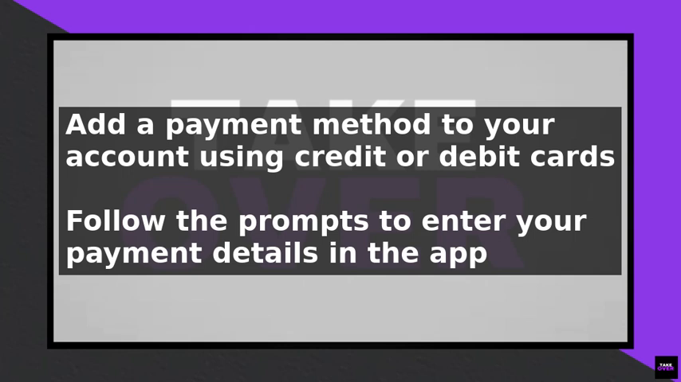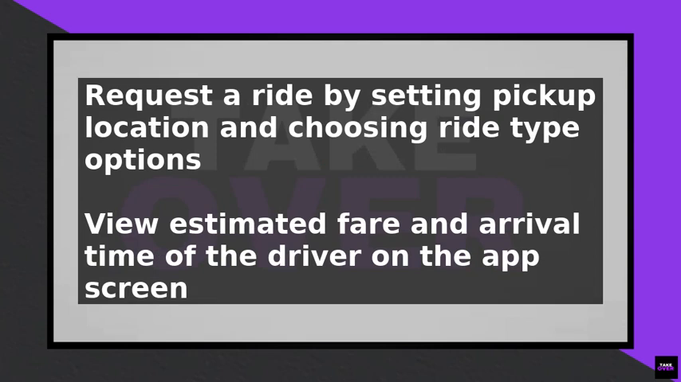To request a ride, open the app and set your pickup location by typing in the address or selecting it from the map. Then, choose the type of ride you want, such as UberX, Uberpool, or Uber Black. The app will show you the estimated fare and the estimated arrival time of the driver.